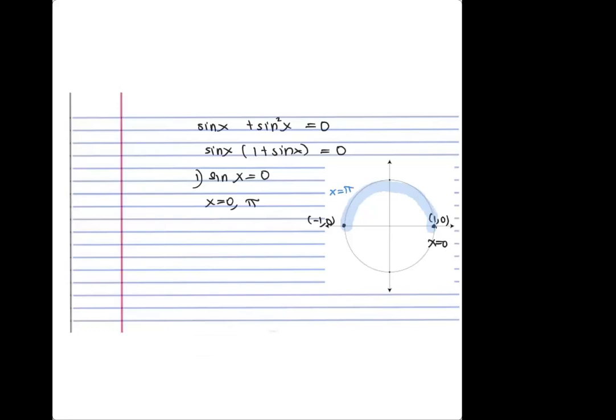Case 2. 1 plus sine x equal to 0. That's the same as sine x equaling -1. That's asking you where on the unit circle the y value is -1. So if I look at this ordered pair here, it's 0, -1. That's where the y value is -1. That's going to intercept an arc, which we call x, of 3 pi over 2.